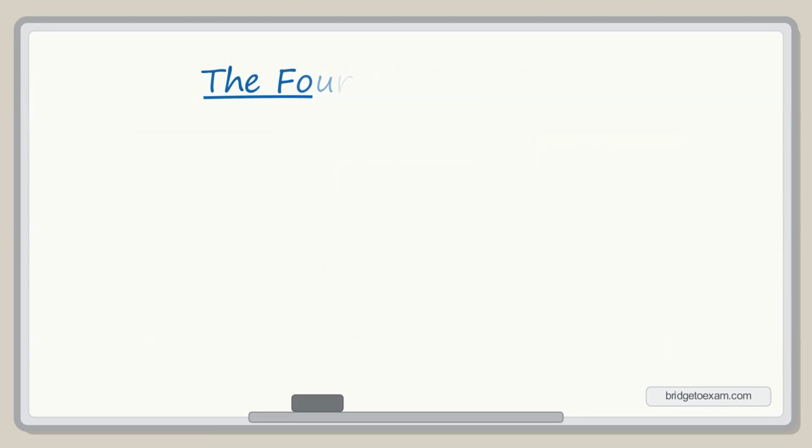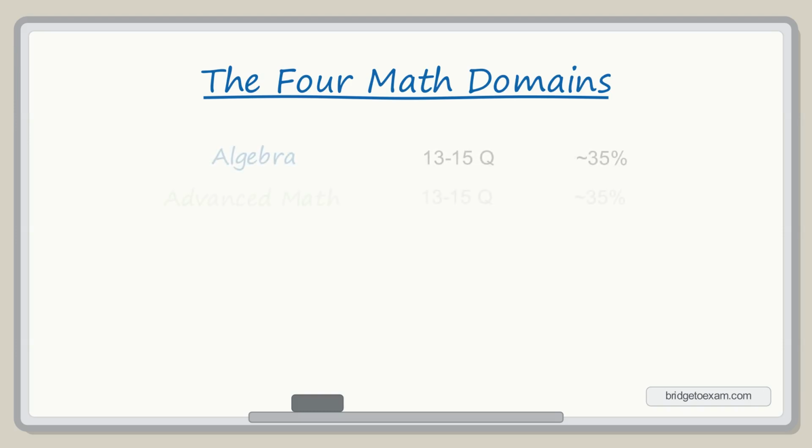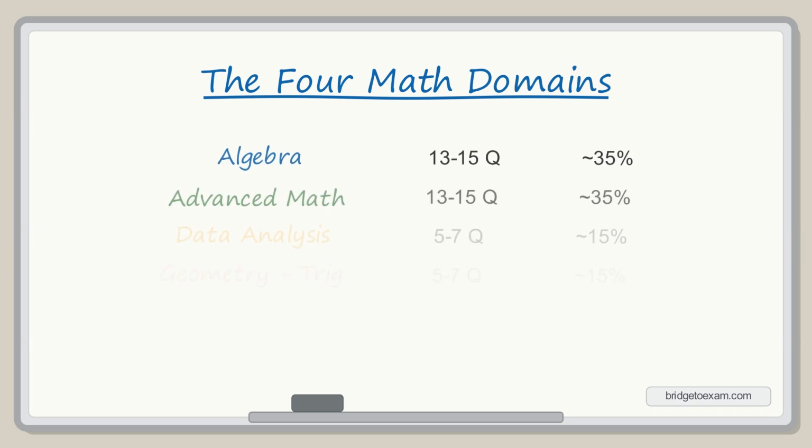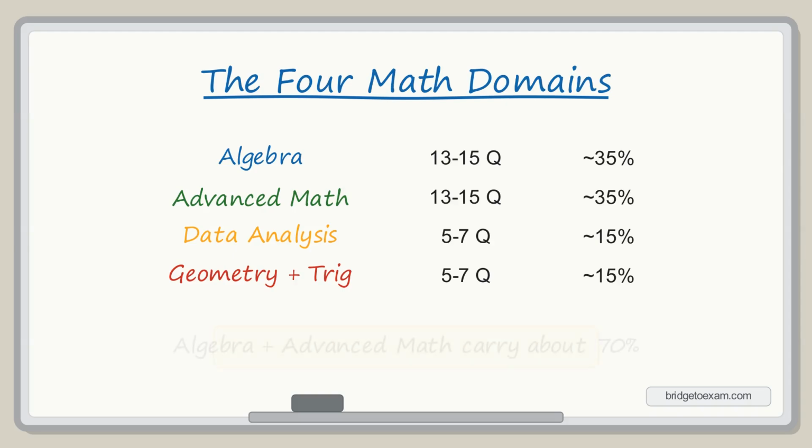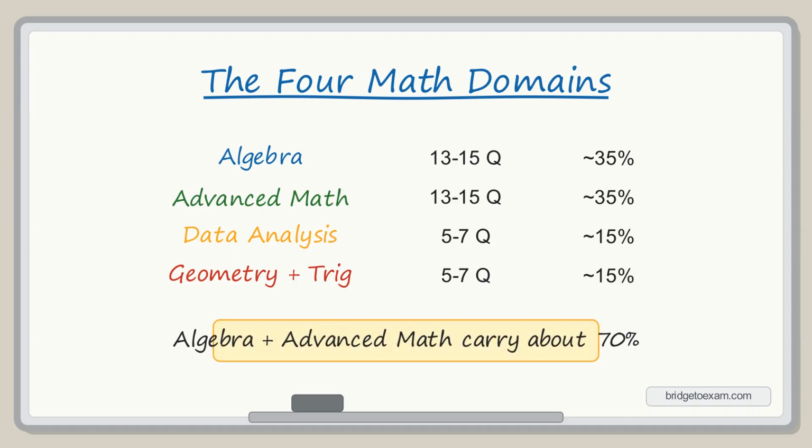The course is organized around the 4 SAT math domains. Algebra and advanced math are the 2 biggest areas, together carrying about 70% of the section. Data analysis, geometry, and trigonometry are smaller, but still important because they can be efficient points.